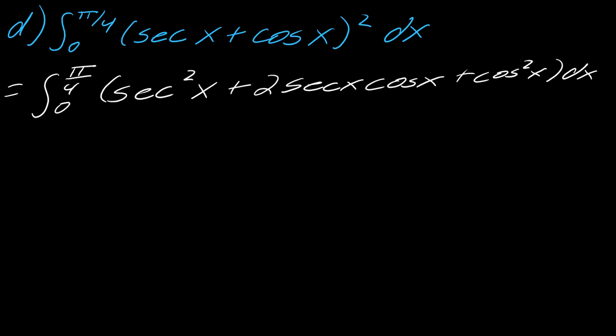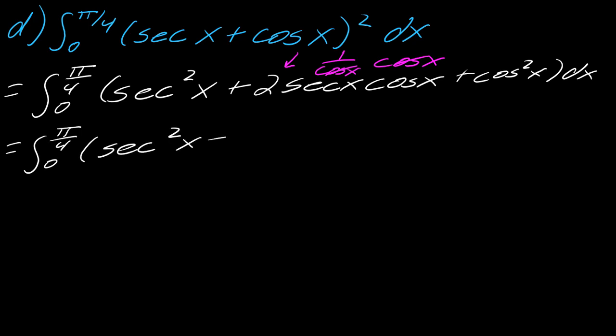Now, one thing to notice with this, so we know that secant x is the same as 1 over cosine of x, and so if I'm multiplying that against cosine, these two things actually drop out, so I'm just left with the 2. So I can restate this whole thing then as I need to integrate secant squared x plus 2 plus cosine squared x.